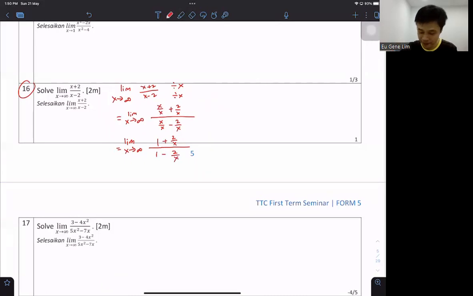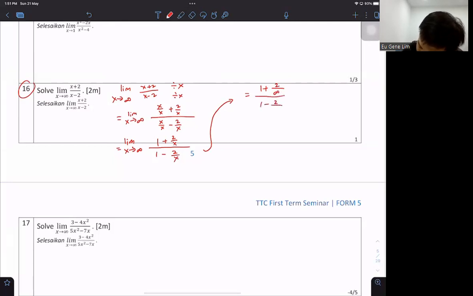Not enough space, I write here. Then only you sub. So now I sub the infinity, I will get 1 plus 2 over infinity over 1 minus 2 over infinity.